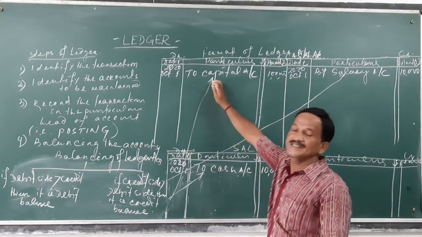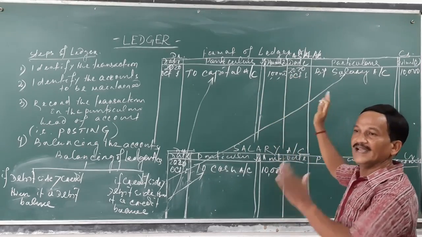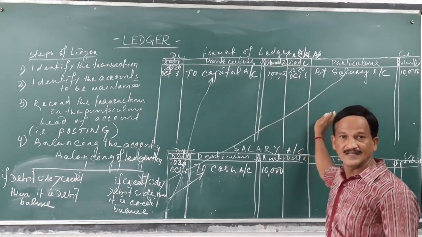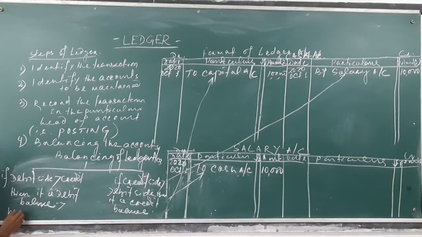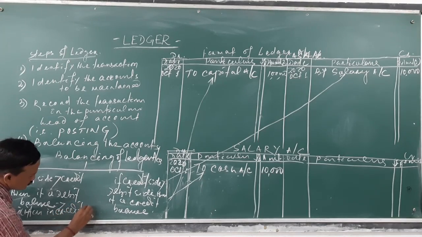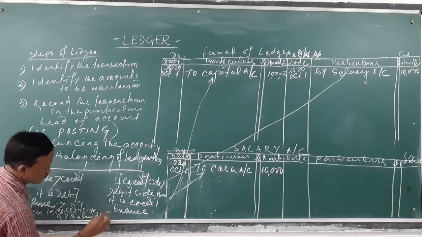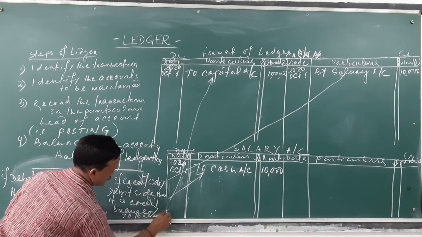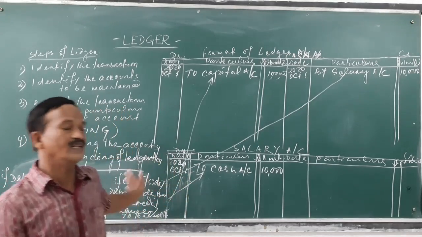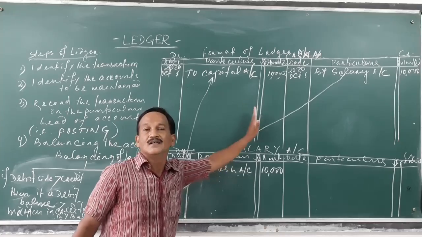When the debit side is more than the credit side, the balance amount, the excess of debit over credit, is to be retained in the credit side, by balance carried down. If the credit side is more than the debit side, then it is retained on the debit side, to balance carried down. That is the balancing of a ledger account.